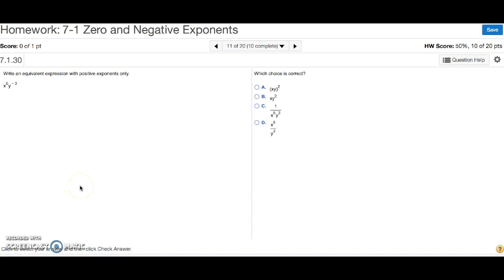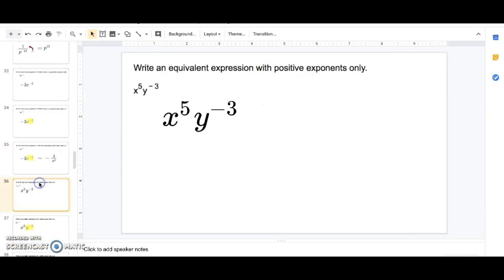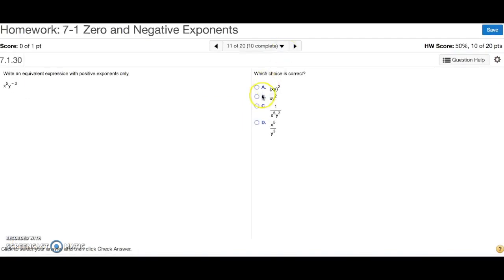Number 11, write an equivalent expression with positive exponents only. So I have x to the 5 and y to the negative 3. Again, highlight the term that has the negative exponent and only that one. The x to the 5 stays where it's at. You move the y to the negative 3 below it and you make the exponent positive. So my answer would be x to the 5 over y to the 3, which would be D for number 11.